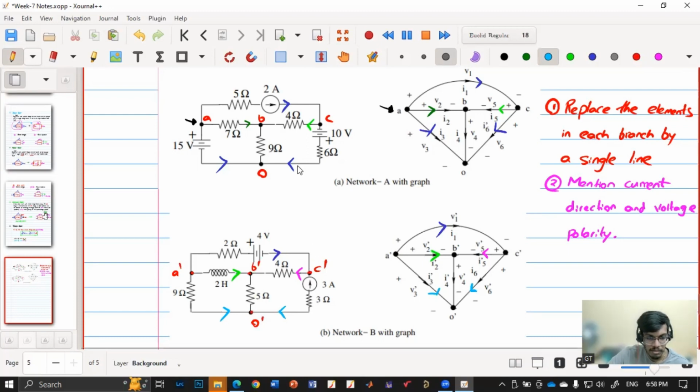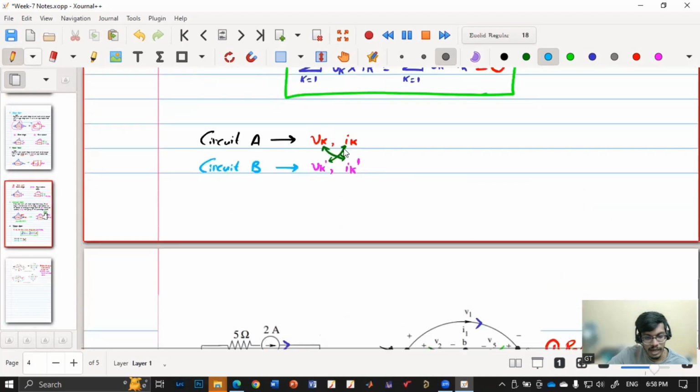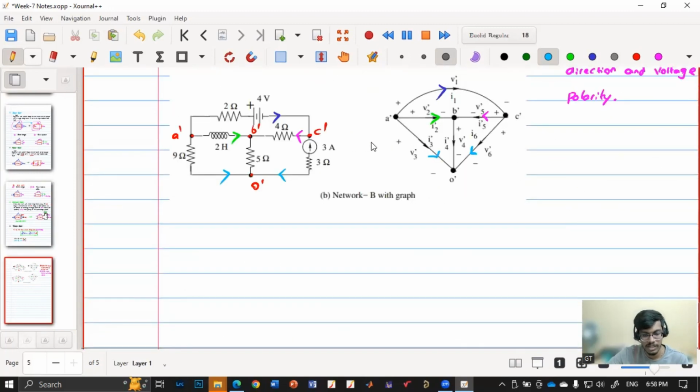I mean, maybe the 4 ohm resistor is common, but their entire network is completely different. But if you draw the graph of that, both have identical graphs. Of course, the voltages and currents are different, but we have considered the same current polarity and voltage polarity. For any branch, the voltage is V1 and current is I1. So circuit A has V1, I1, V2, I2, V3, I3, V4, I4, and circuit B has V1 dash, I1 dash, V2 dash, I2 dash, V3 dash, I3 dash, V4 dash, I4 dash.